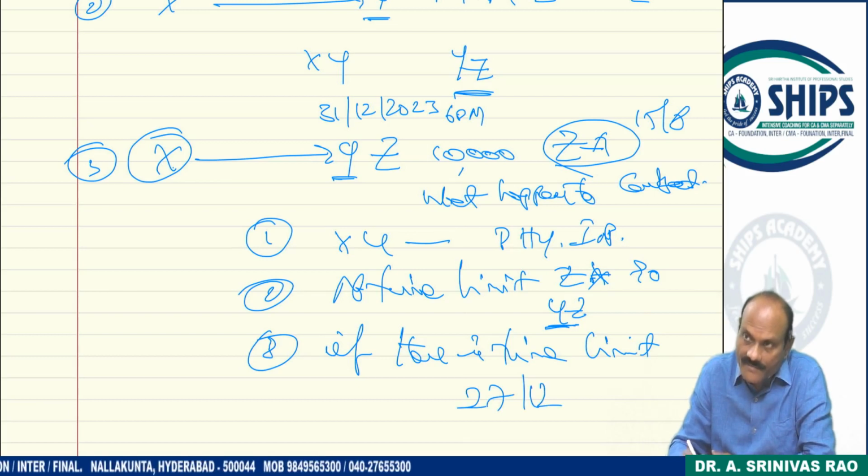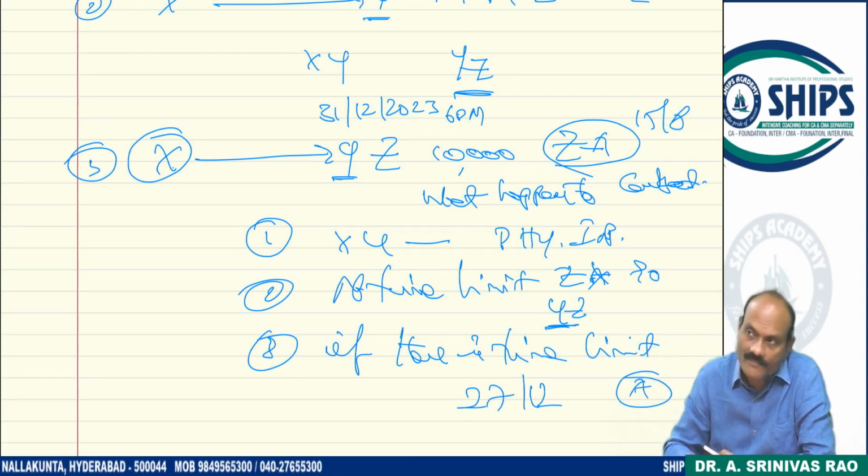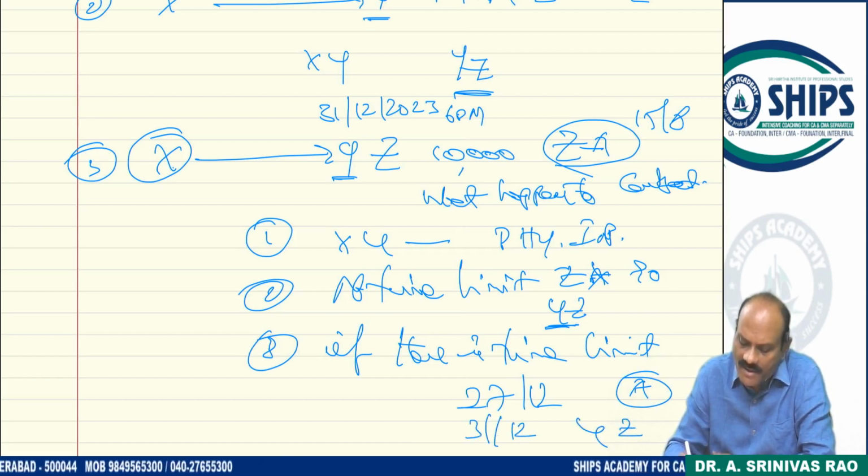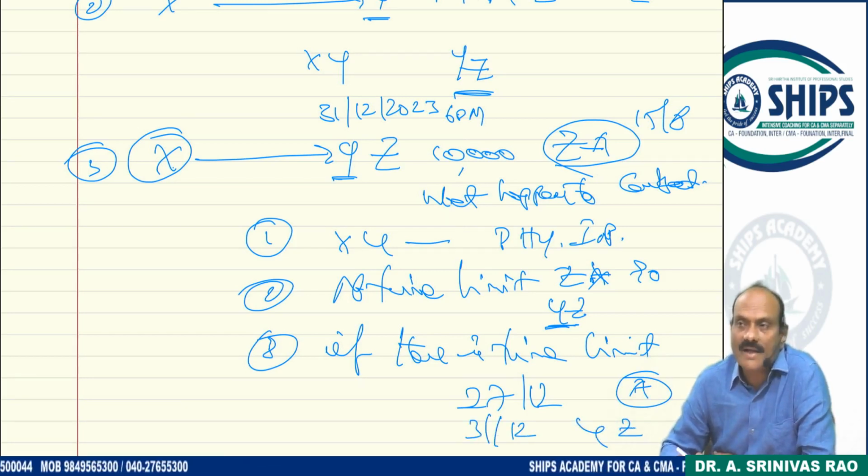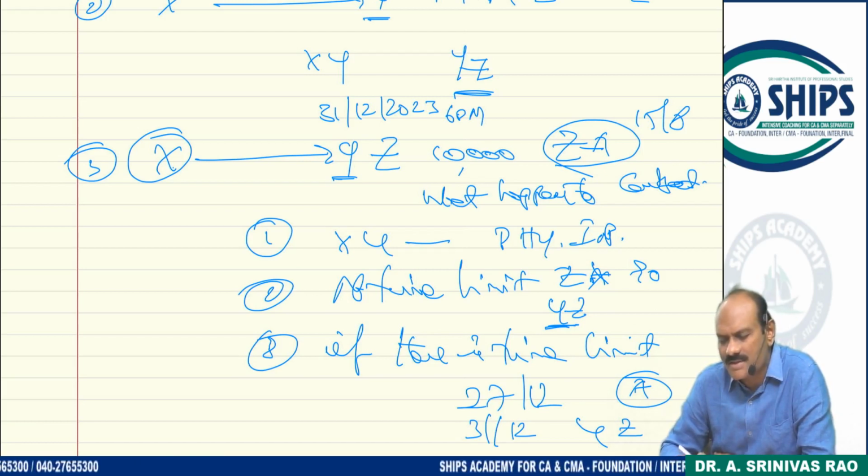27th December, there is an accident. A dies. 31st December, Y and Z got married. Condition satisfied, no? So our person died on 27th, so how is there a marriage on 31st?